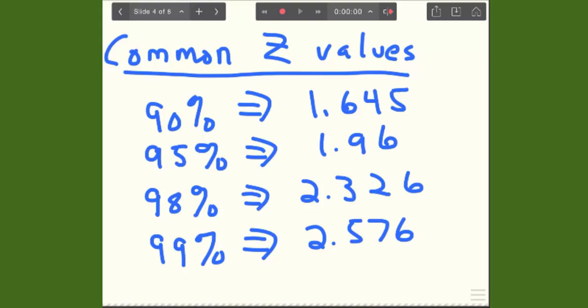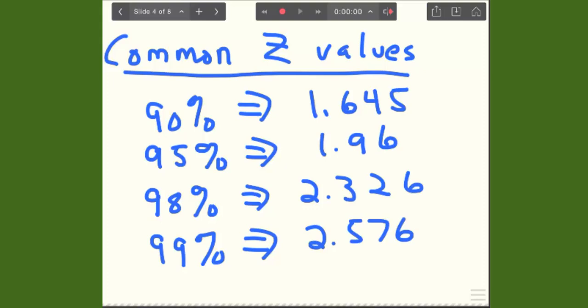Okay, some common z-values for confidence intervals. For a 90% confidence interval, you'll use a z of 1.645. For 95%, you'll use 1.96. For 98%, 2.326. 99%, 2.576. For now, it's probably a pretty good idea for you just to write those down. In another week or so, we'll have a different way to get these. We'll get the same numbers. We'll just have a table that has those and a bunch of other numbers on it. But at least for the next couple of lectures, these values will be commonly used, so you've got to just write them down.